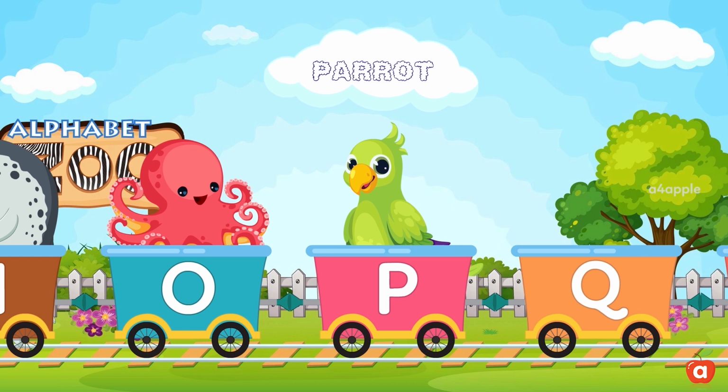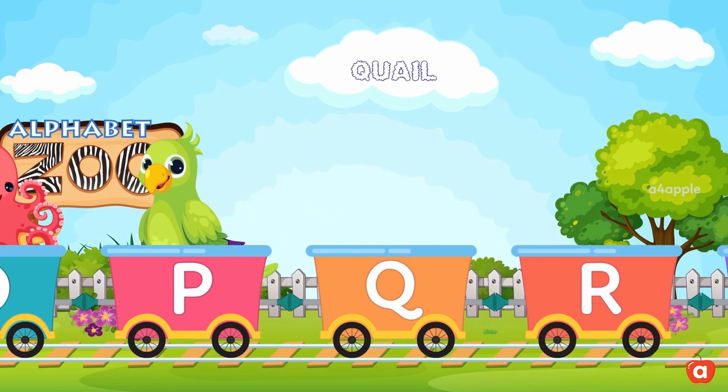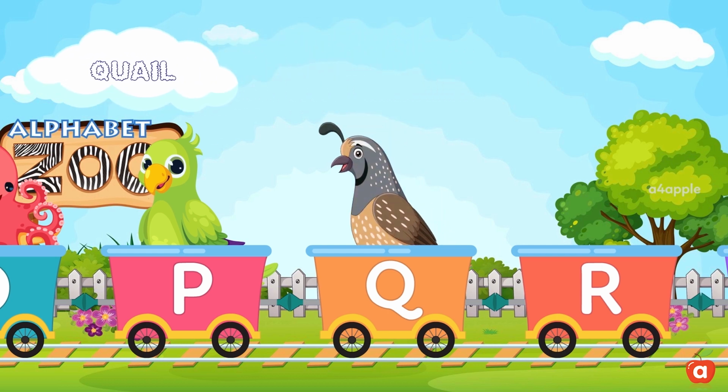P is for parrot, parrot. Q is for quail, quail.